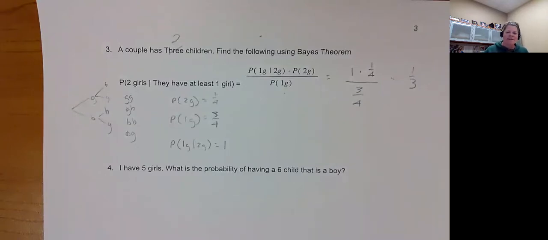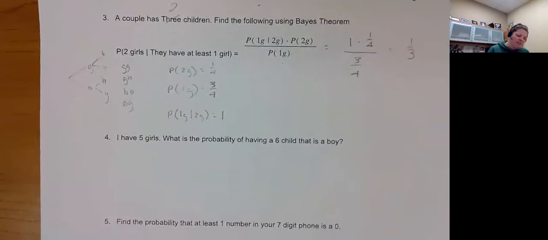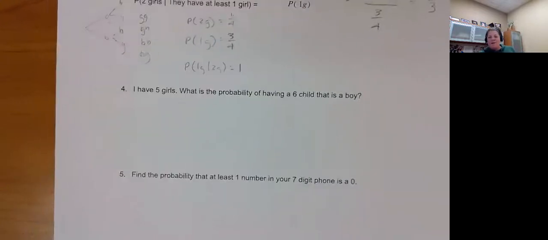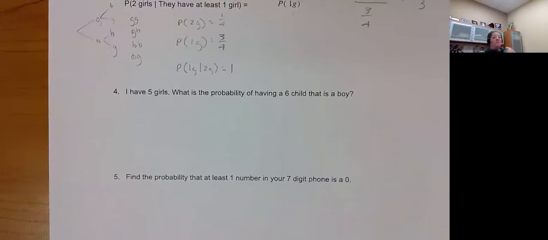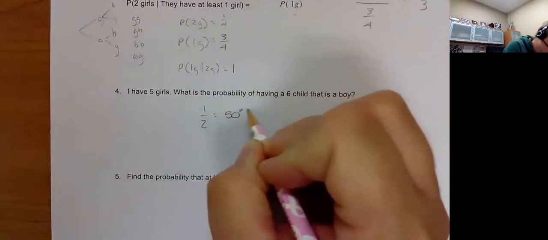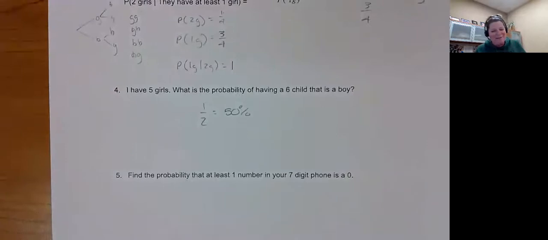Okay, so let's look at a couple more examples. I have 5 girls. What is the probability that my 6th child is a boy? I loved this one. Everyone thinks your chances of getting another girl is like 100%. But every birth, what is your chance of having a boy versus a girl? 50-50. This is 50%.